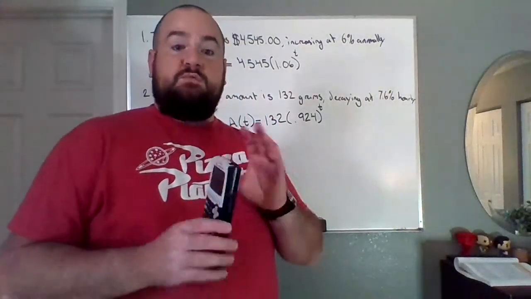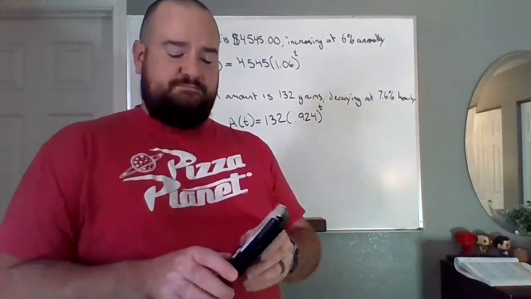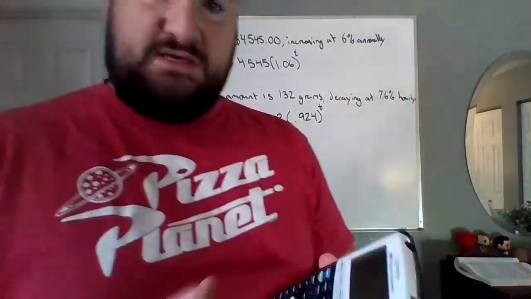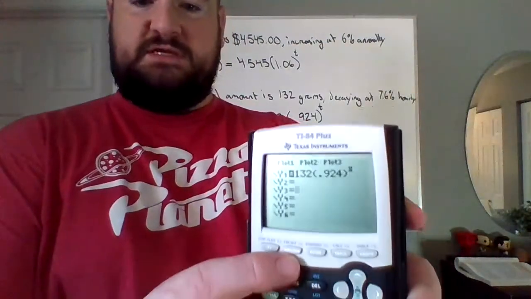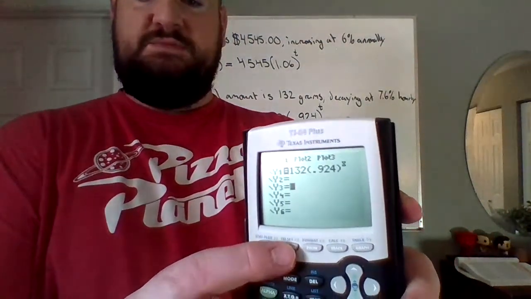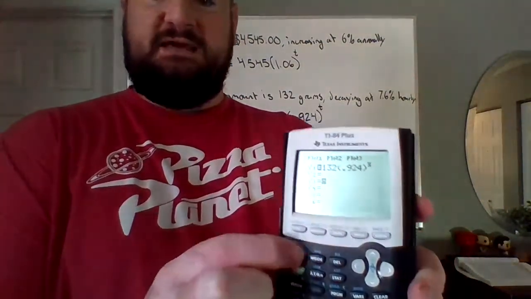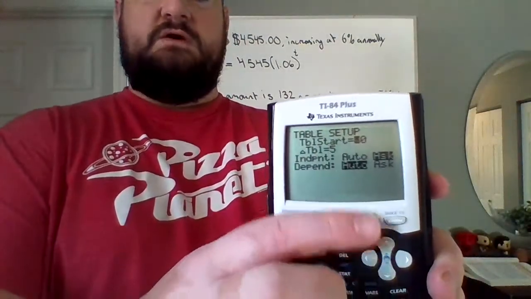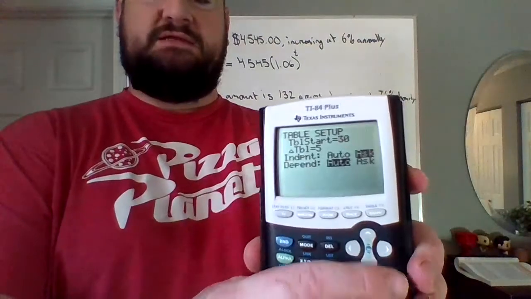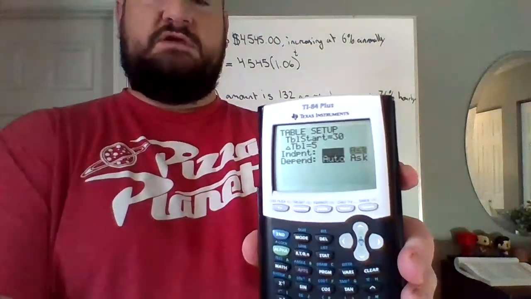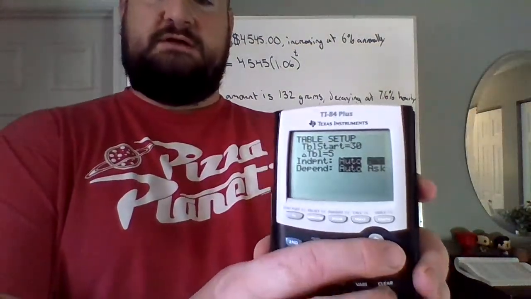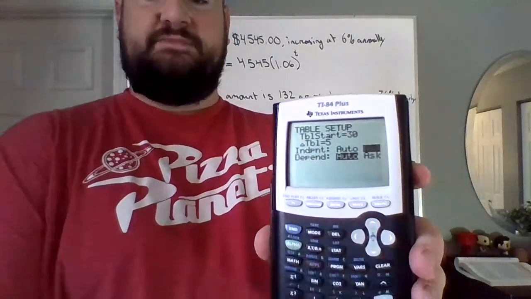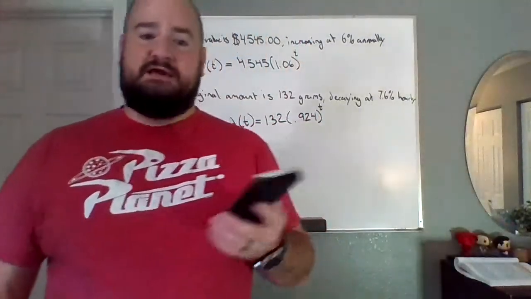Now what I want to do is I want to use my table for this. Now what we need to do is we need to set up our table the way we want it. And if you look above this button here that says window, you see TBLSET, and that stands for table setup. So if I go to that, what I want to do is take this independent variable, which if you've never done this, it should look like this. And I want to highlight ask and hit enter. So that ask is highlighted.